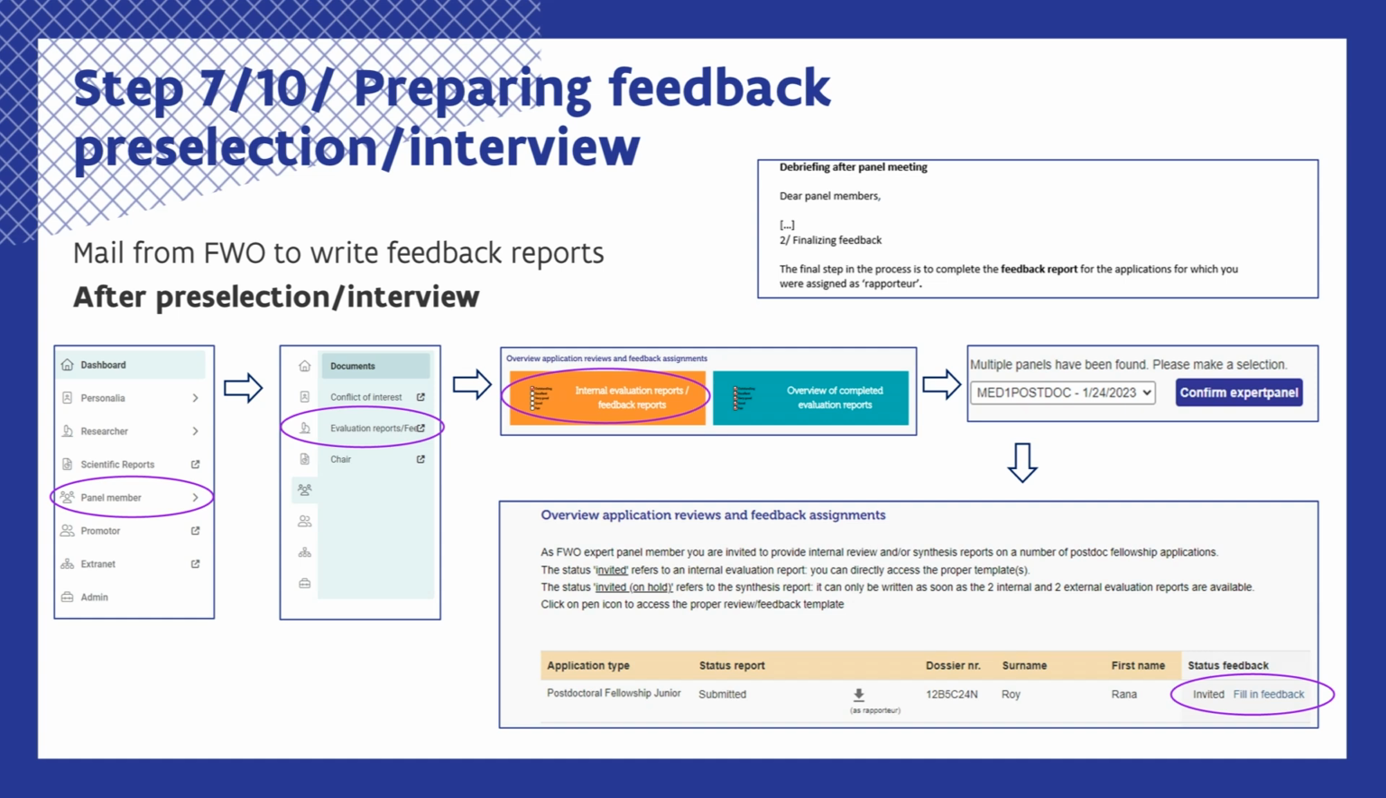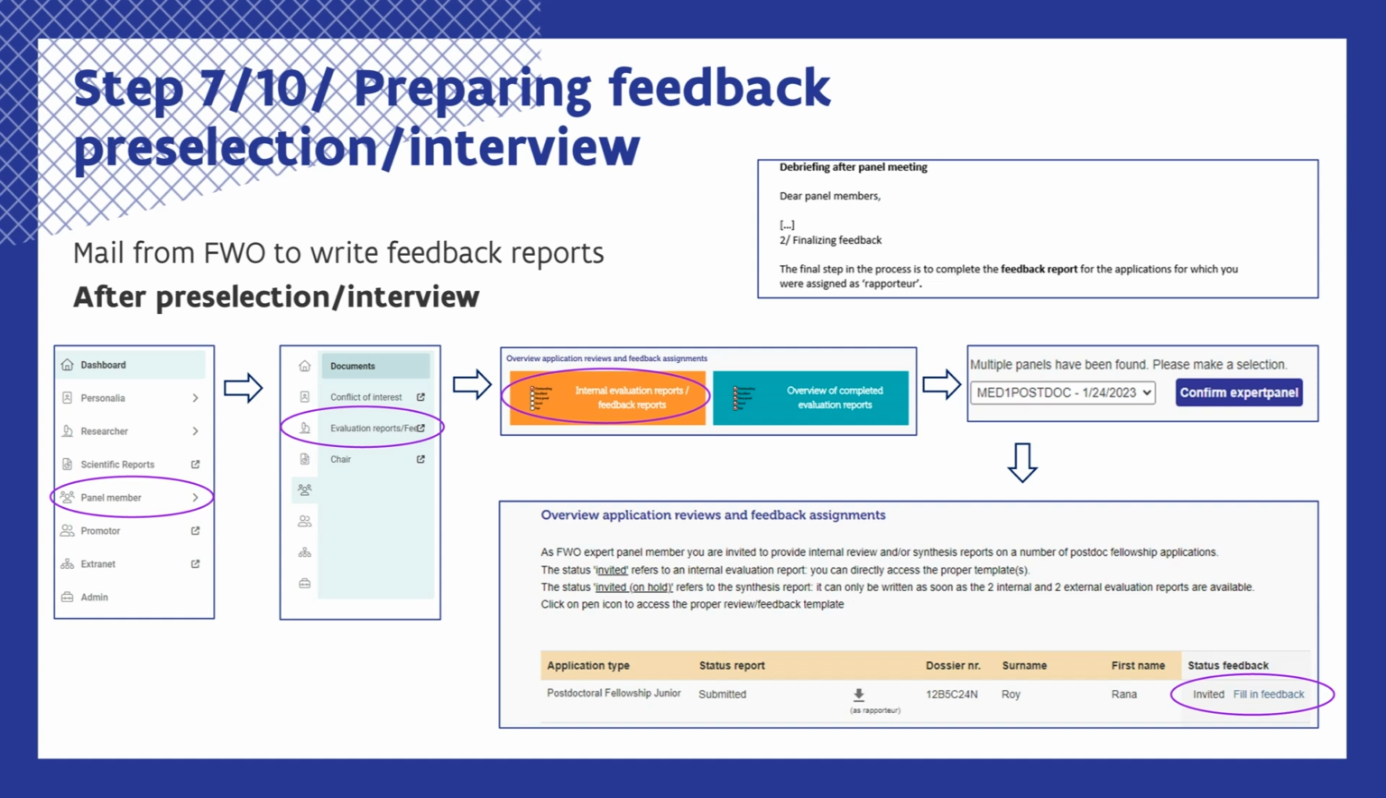After the pre-selection and interview meeting, a debriefing mail from the account administrator invites the rapporteur of each application to write a feedback report. These reports should summarize the internal and external evaluation reports, as well as the comments made during the panel meetings, ultimately reflecting the panel's final assessment of the application.